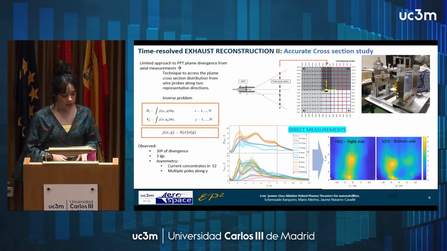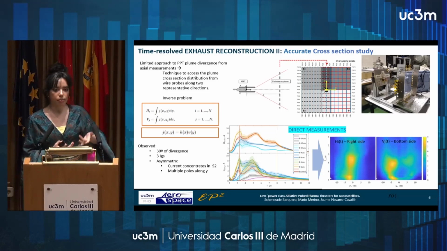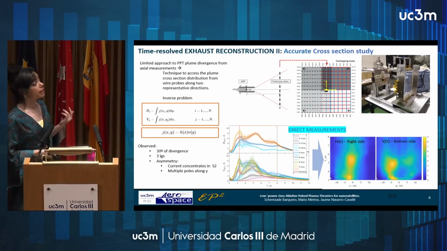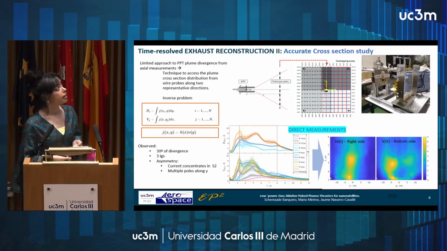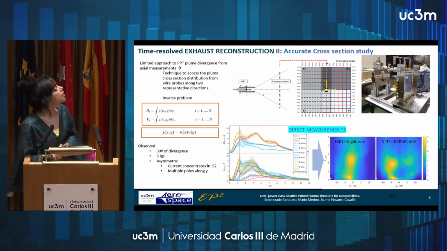So the second technique is my current work, in which we are addressing a more accurate description of the cross-section of the plume. This was motivated by our limited results in terms of divergence, and also because in preliminary works we detected that we did not have a symmetric plume.